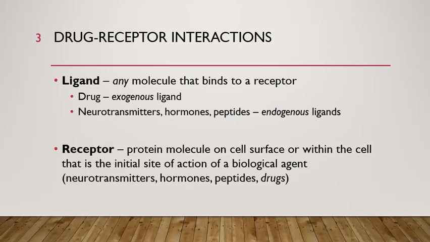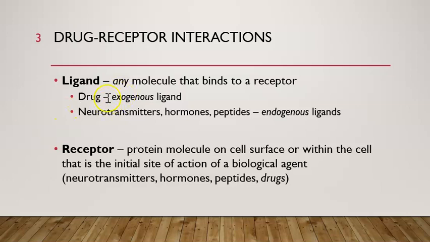So we have different drug receptor interactions that occur in the mammalian body. First, you should know what a ligand is, and you should also know what a receptor is. As a small review, a ligand is any molecule that binds to a receptor. It can be a drug, a hormone, a neurotransmitter, a protein. It doesn't matter. It's anything that binds to a receptor.